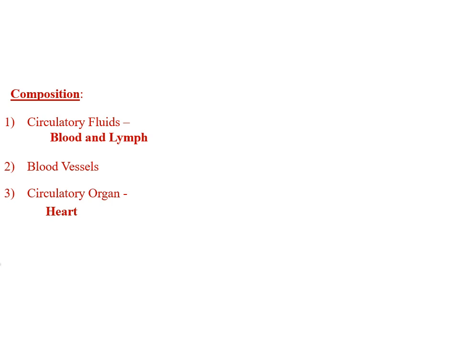So now we know that our circulatory system is composed of three things: circulatory fluids, that is the blood and lymph. We will discuss lymph later. Second thing is blood vessels. Blood vessels are like channels or pipes through which the blood flows. And circulatory organ, heart. Heart works like a pump that pushes the blood throughout our body.